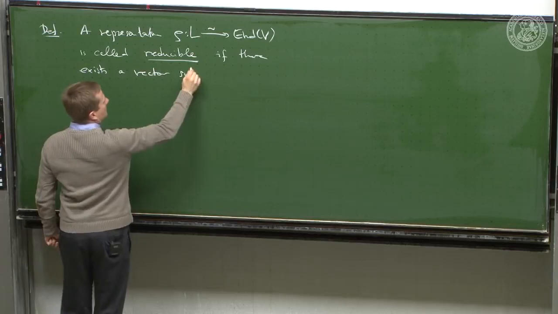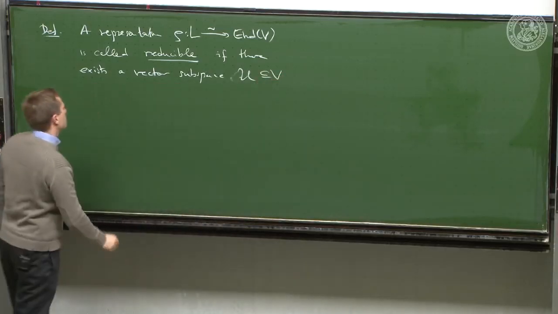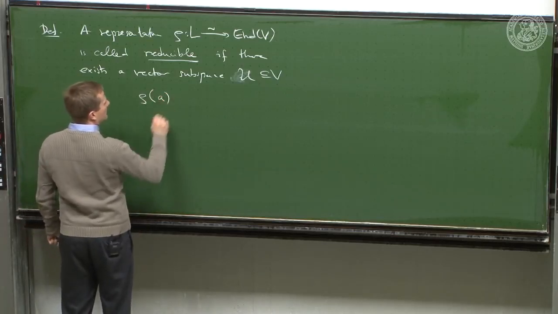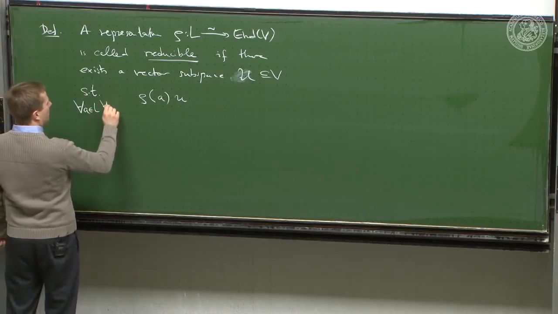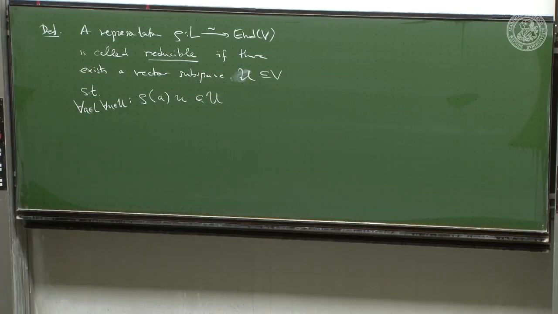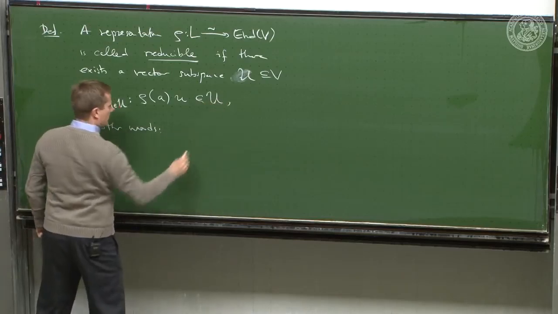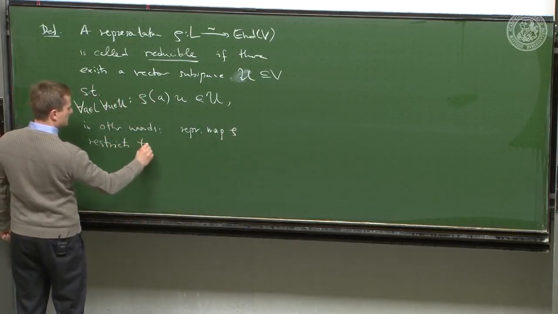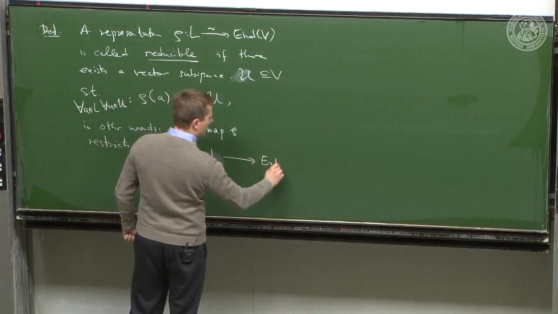a vector subspace U of the representation space, such that applying rho of any Lie algebra element A to an element u of that subspace, so such that for all A in L and for all u in the subspace, the result of this action again lies in that subspace. So in other words, you can restrict this map. The representation map rho restricts to rho sub U, which is a map from all of L only into End of U.